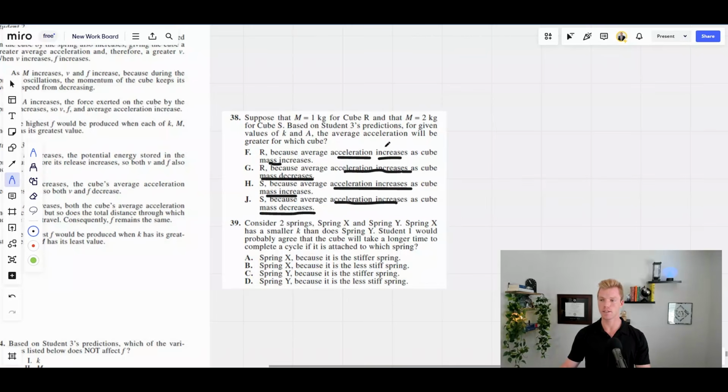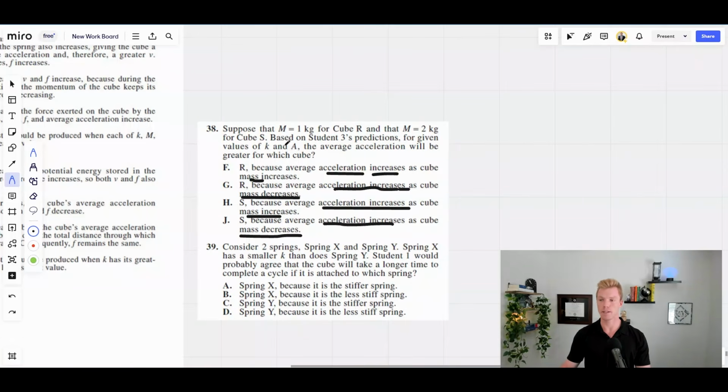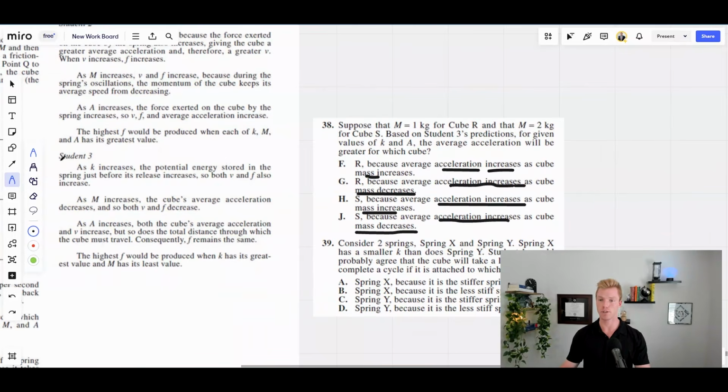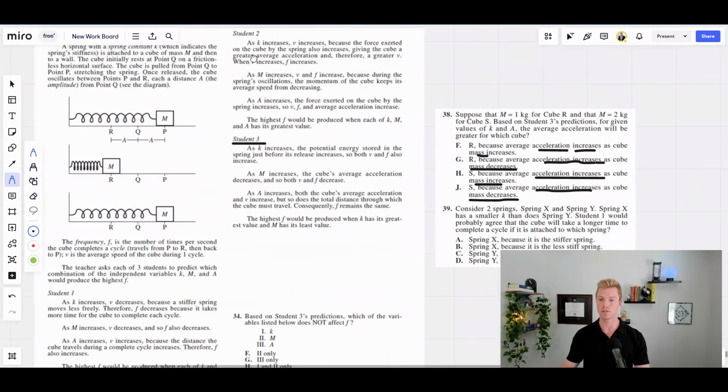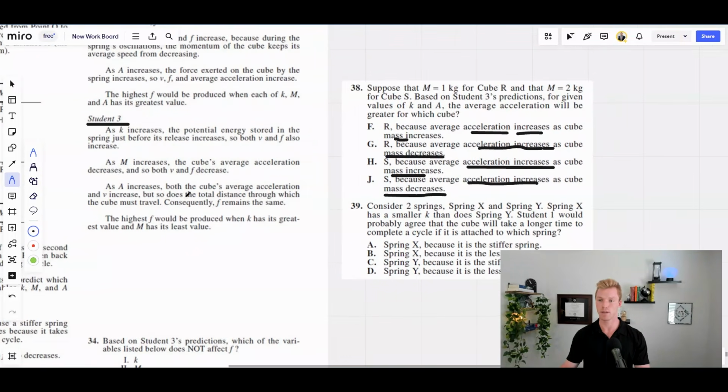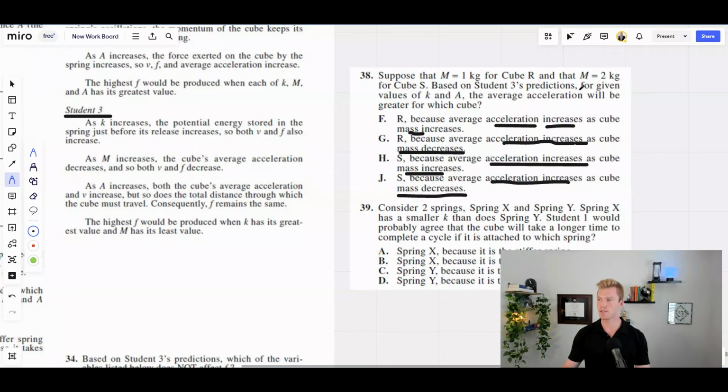So again, there's only two options here for the reasoning. So if we can find out whether acceleration increases as mass increases, or if that's not true, then we can cross off two of the answer choices. And so now when I'm wondering where to look in the passage, I'll always go through and look at either it mentions a certain figure or a certain experiment, or in this case, it mentions student 3's predictions. So now I can just hone in entirely on what student 3 has to say. We're going to ignore student 2 and student 1 and just look at student 3. And the other thing that we can pay attention to in the question is it says for given values of K and A. So since those are given, we're not really looking at those. Again, we're looking at how mass is affected and acceleration is affected.